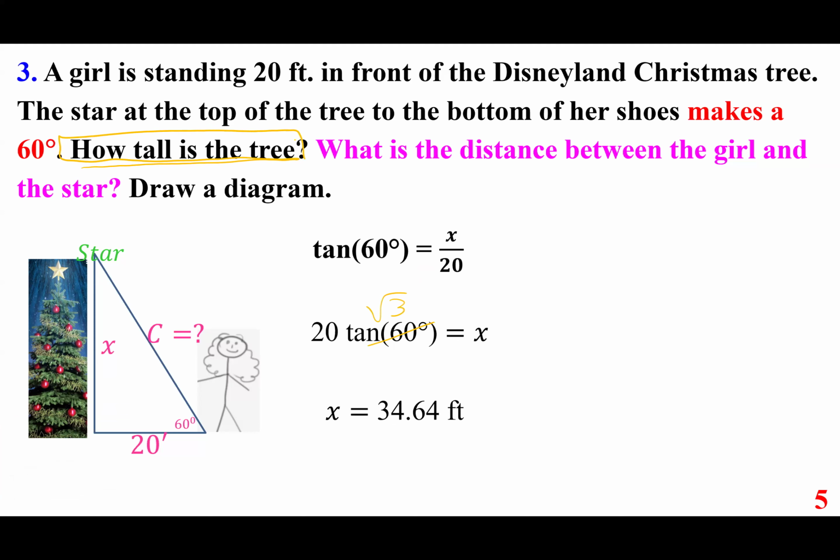Now C is the next one we need to answer. And that's A squared plus B squared. So X squared plus 20 squared. And X is found to be 34.64. You put that into a calculator, you take a root, and you get 1600 is precisely 40, but this is almost 1600. Okay, everybody?